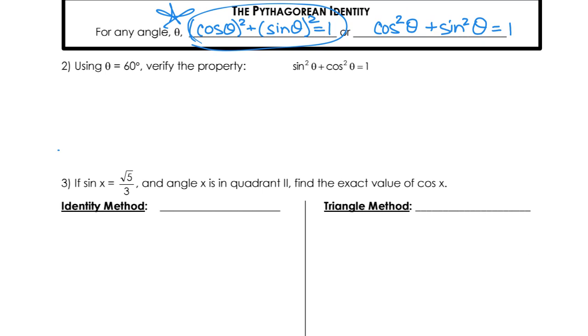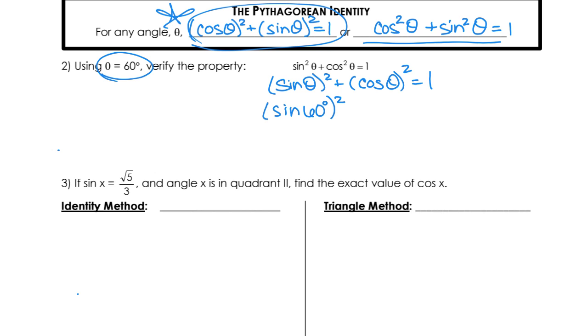Here's how we can use that. Okay. In number 2, it says using theta equals 60 degrees, verify the property. And so they're using this look, but we're going to rewrite it, okay? So as soon as we see that, they also switched around the sine theta and the cosine theta, which is fine because there's addition between them, and so you could switch them. So this will be sine theta squared plus cosine theta squared equals 1. And they're saying theta equals 60 degrees, so we'll go ahead and replace it. So this will say sine of 60 degrees squared plus cosine of 60 degrees squared equals 1.